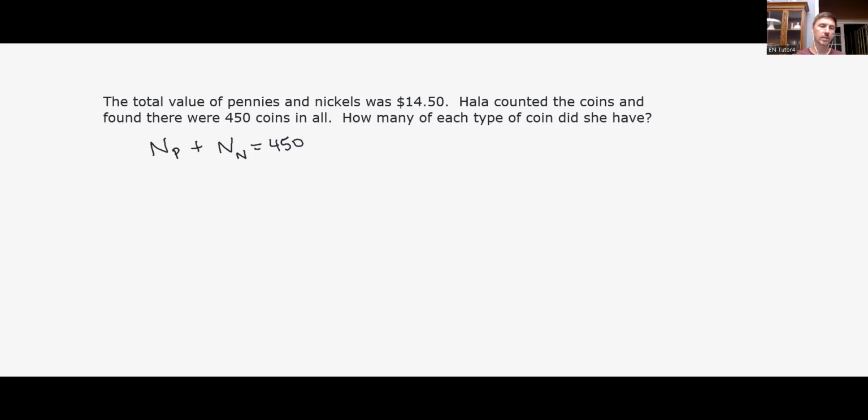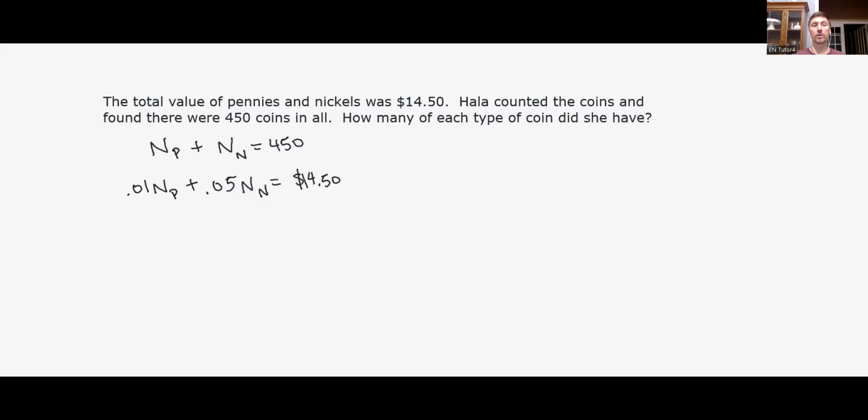So what that means is that however many pennies we have, 0.01 times that number of pennies is going to give us the total dollar amount that we have in pennies. And then likewise for nickels, since a nickel is worth $0.05, then 0.05 times the number of nickels will give us the total value of nickels that we have. And so both of those added together should give us $14.50.